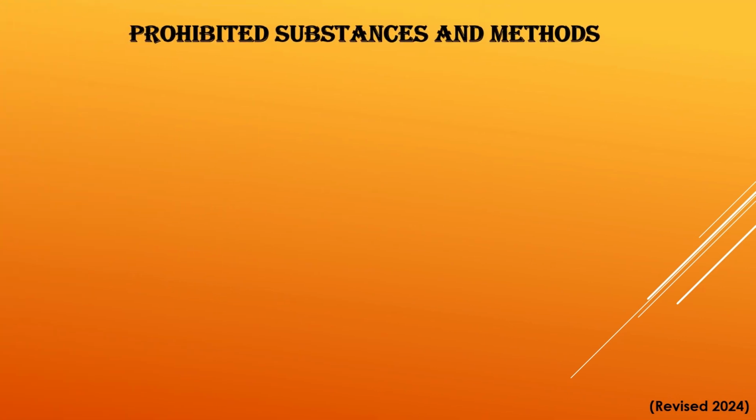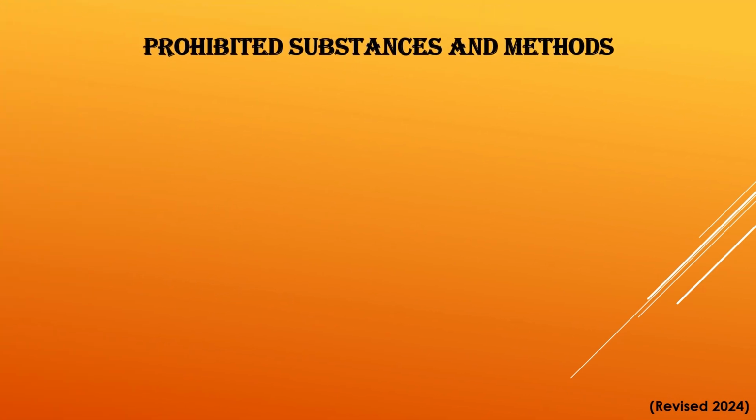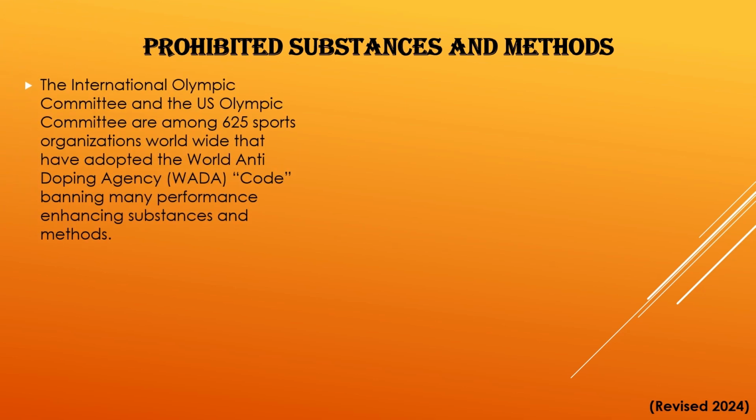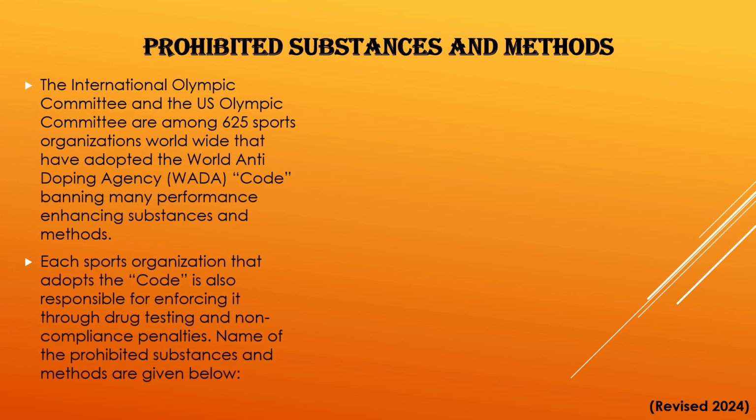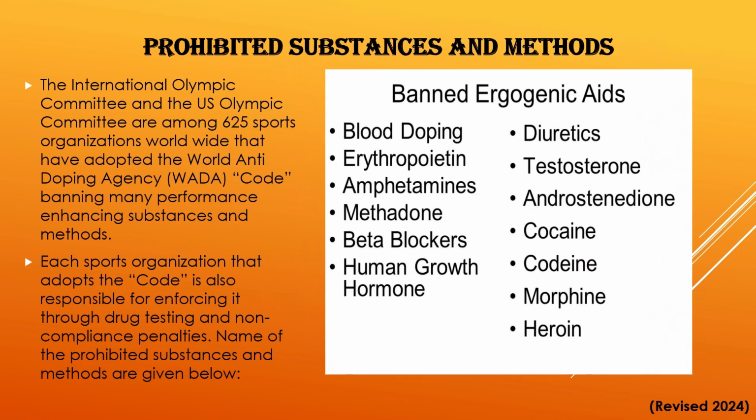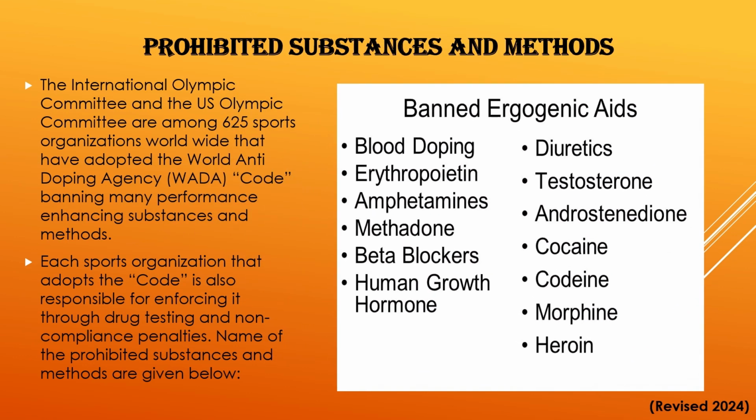Prohibited substances and methods. The International Olympic Committee and the U.S. Olympic Committee are among 625 sports organizations worldwide that have adopted the World Anti-Doping Agency (WADA) code, banning many performance-enhancing substances and methods. Each sports organization that adopts the code is also responsible for enforcing it through drug testing and non-compliance penalties. Names of the prohibited substances and methods are given below.